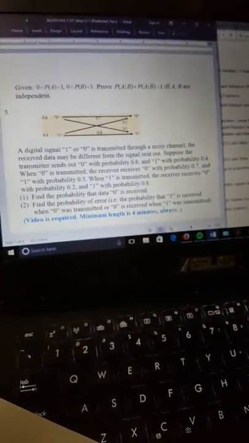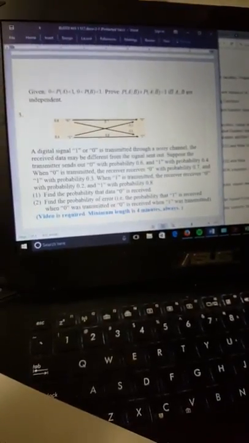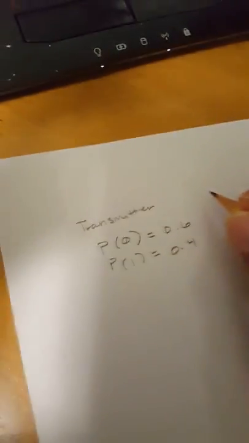Suppose a transmitter, when 0 is transmitted, the receiver receives 0 with a probability of 0.7 and 1 with a probability of 0.3. And when 1 is transmitted, the receiver receives 0 with probability 0.2 and 1 with probability 0.8. So let's do this.